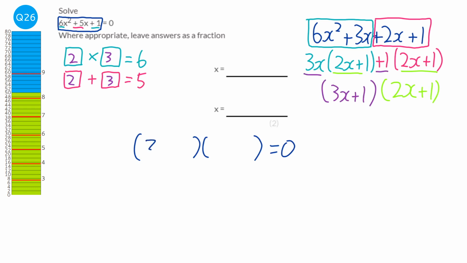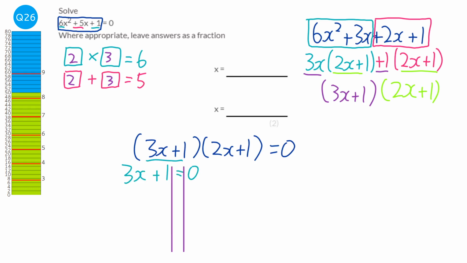So our brackets are 3x plus 1, 2x plus 1. What we do now is get both of the brackets equal to 0, and we solve. And that will give us both our solutions. So get our lines in. And we'll first of all take away 1 from both sides, so we get 3x equals minus 1. And then we're going to divide by 3 both sides. And we're asked to leave this as a fraction, so that would be minus 1/3. And that will be our first solution.